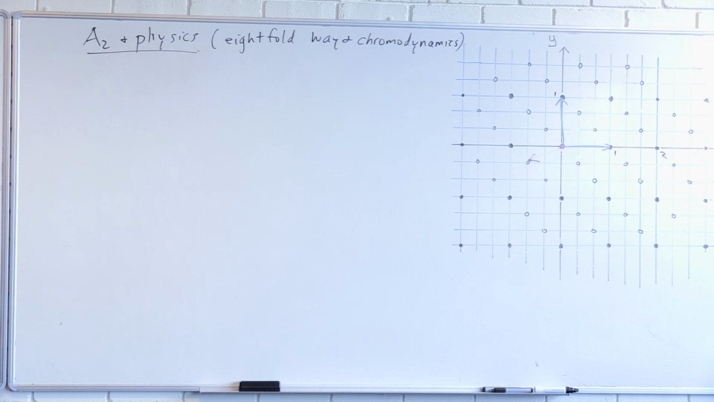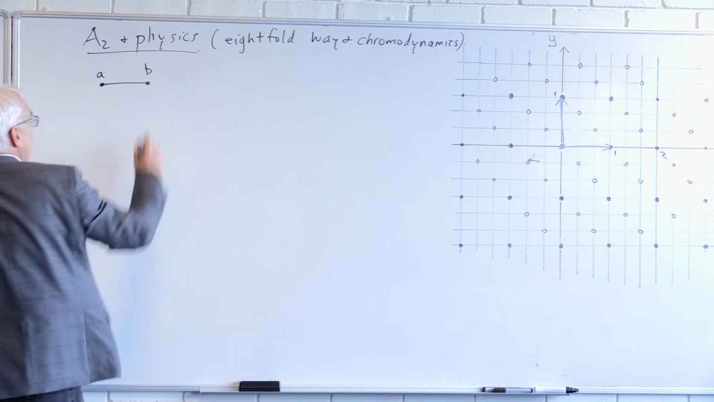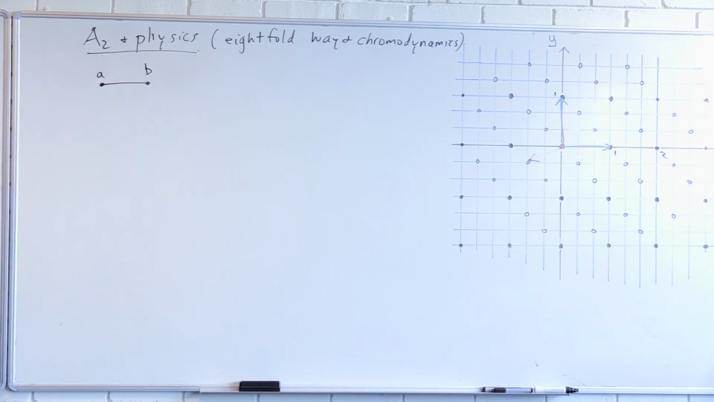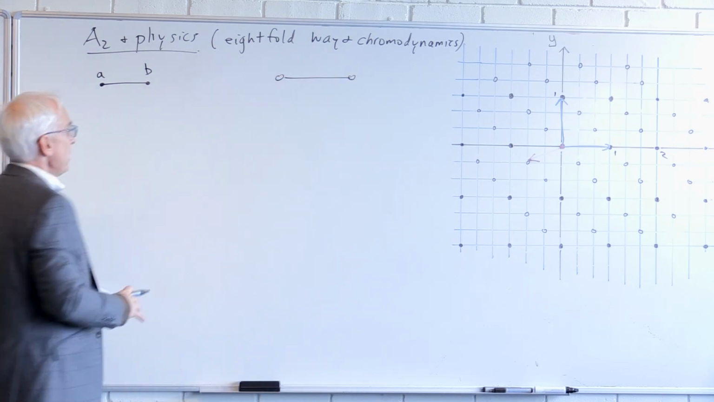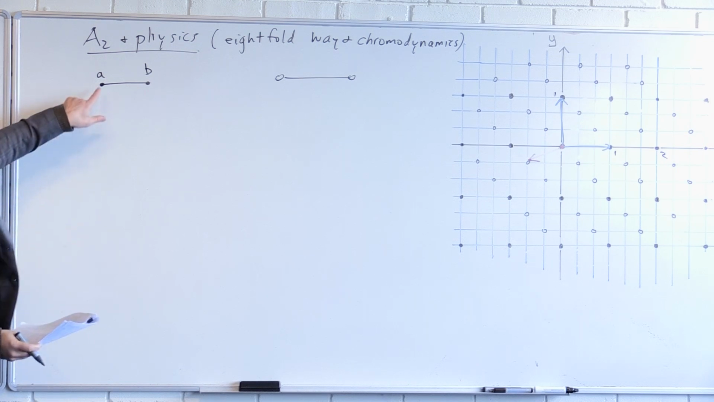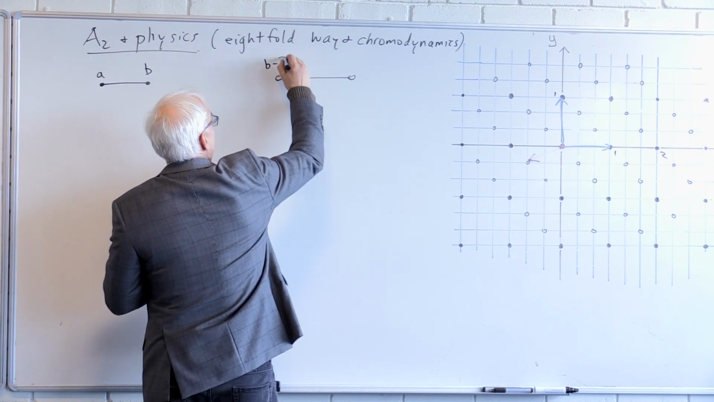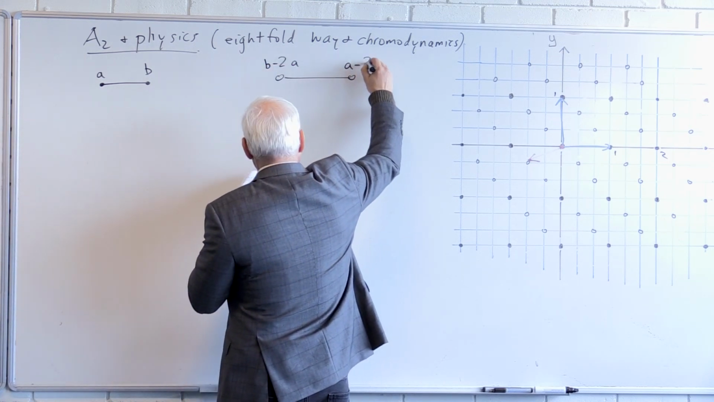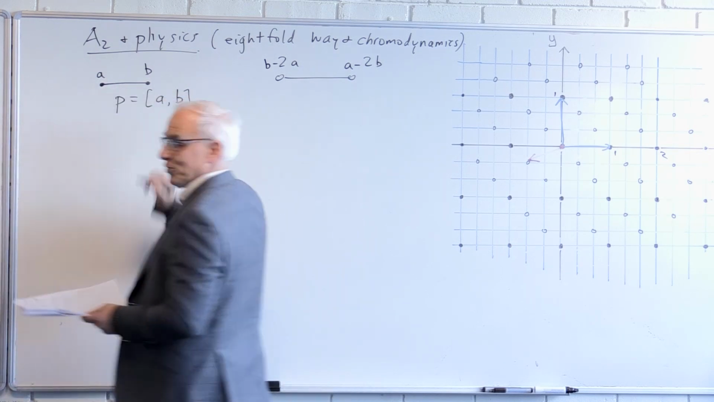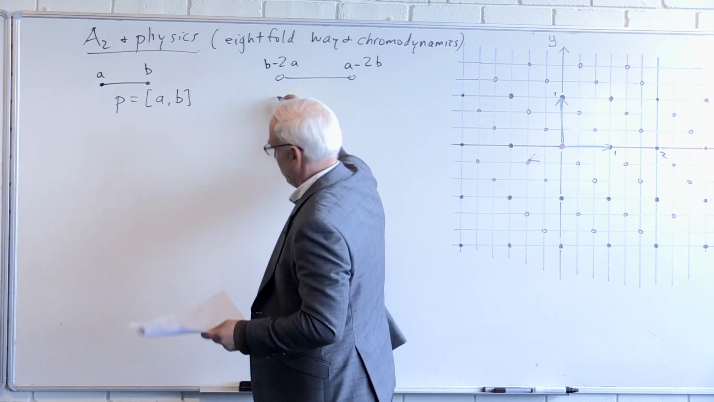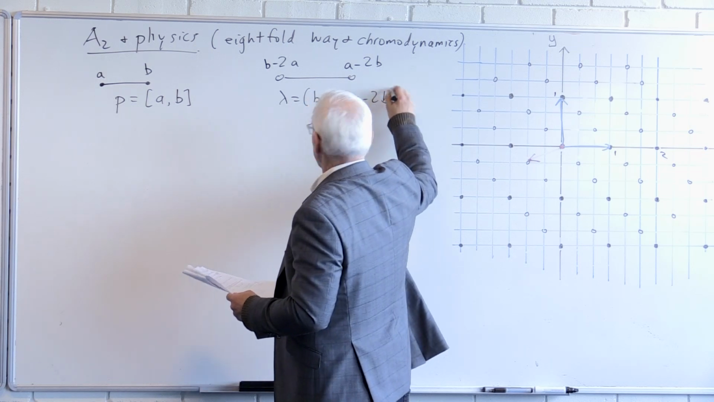Okay, so in A2 we only have these two nodes, and let's say we have a population of AB. Then the corresponding weights over here we can calculate quite easily. If we mutate here, we'd get minus A plus B, and so the difference will be B minus 2A, and the corresponding difference here will be A minus 2B. So this is the population P, which we'll record with a vector AB, and this is the weight, I guess lambda, which we'll record with B minus 2A, comma A minus 2B.